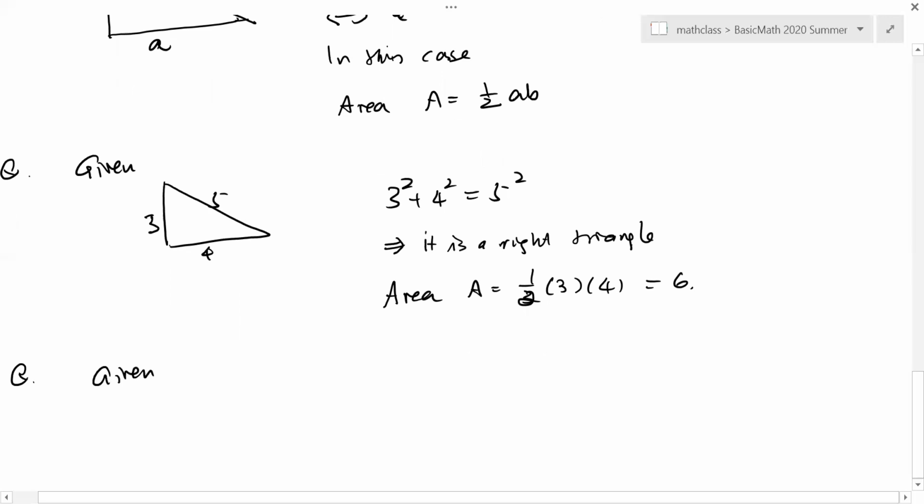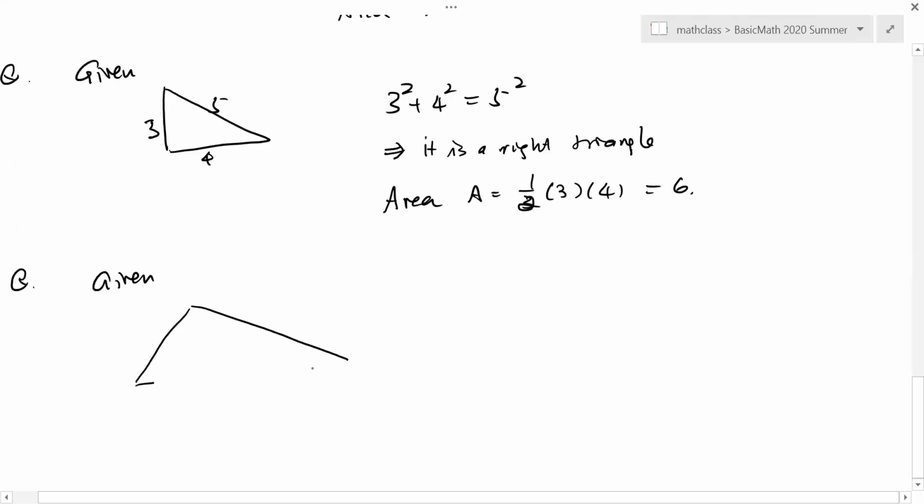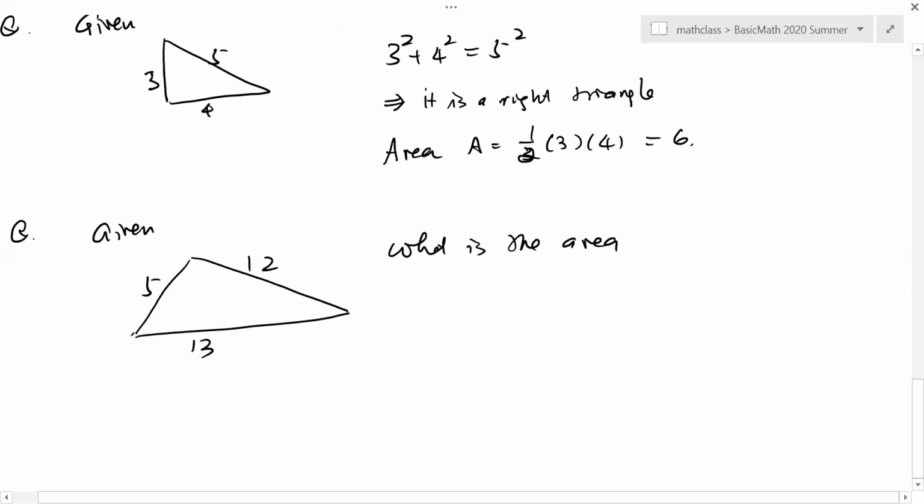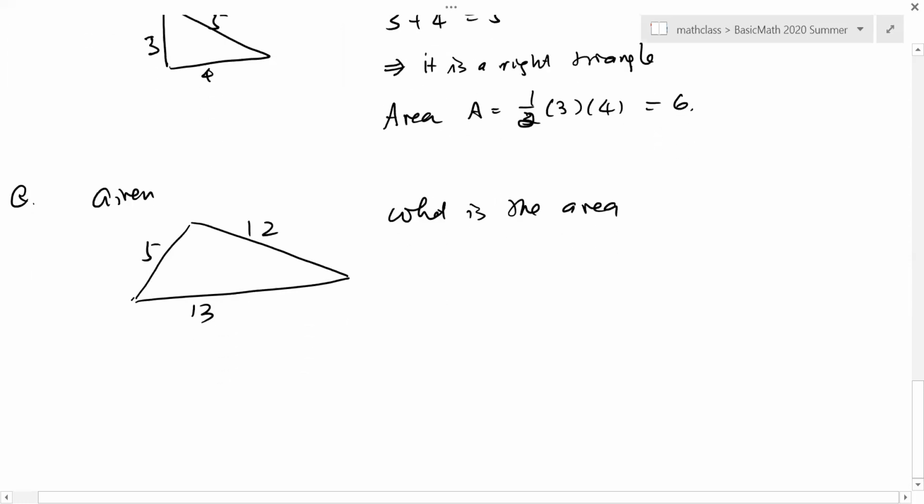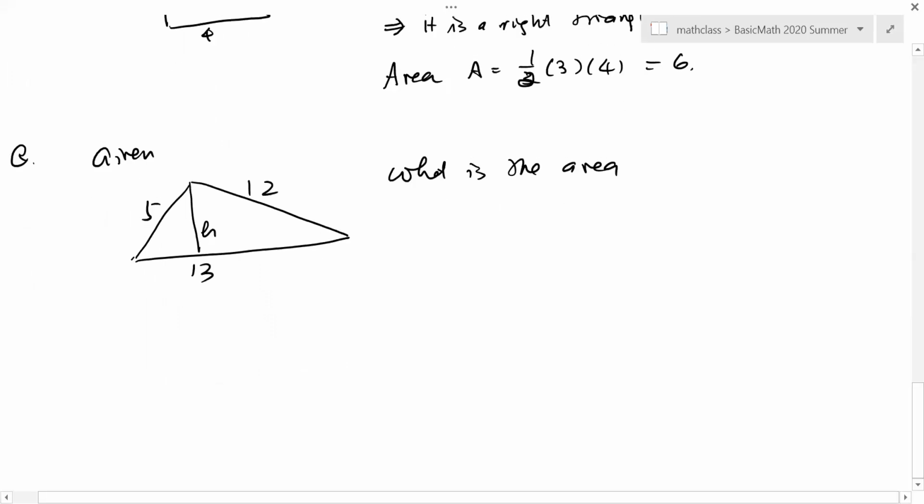All right, given another triangle, maybe I write it in this form. It is going to be 12, 5, and 13. What is the area? The only formula we can use right now is going to be the height, but I cannot find the height. It's so complicated. We can find the height later, in the advanced math class. But this one looks like a right triangle, so we have to check.